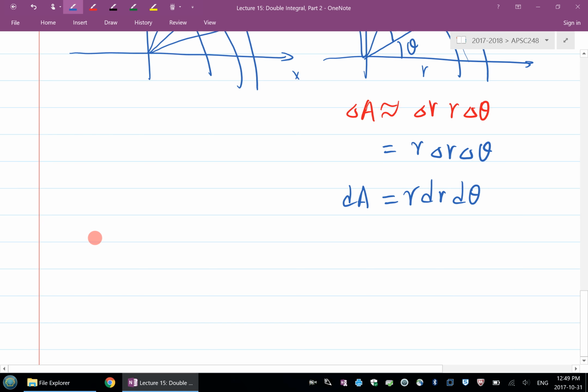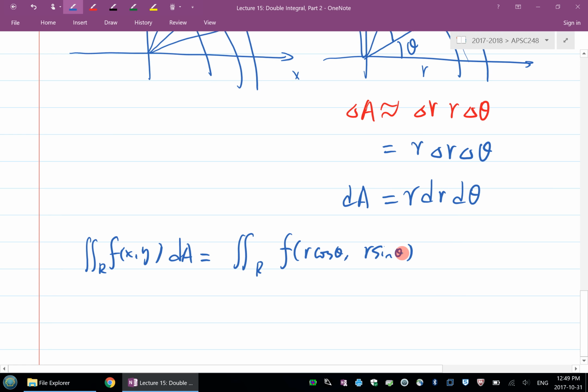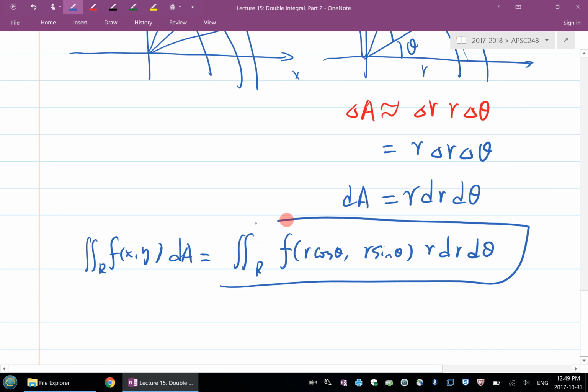So let me rewrite this double integral here because we're going to use it. So that's basically equal to this. This is what happens here, right? Okay, so now we've got the formula, but this is not the complete picture of the formula yet, because you have everything in terms of r and theta now.